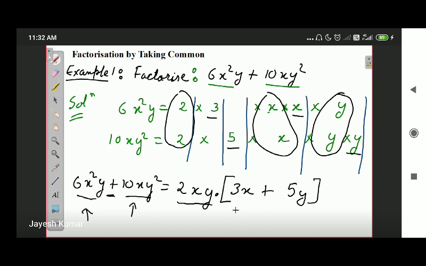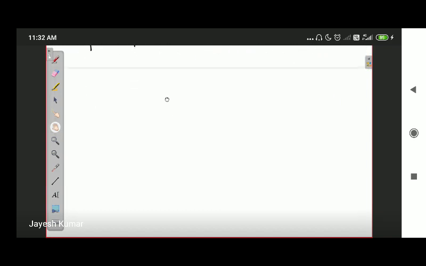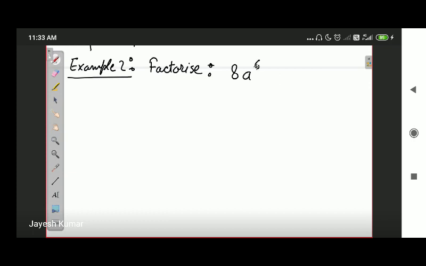Okay. Let us take one more example so that you can understand it better. This is once again example number 2 of your book. Once again, same page, page number 108. Example number 2: factorize 8a to the power 6 minus 12a to the power 5 plus 6a to the power 4. Okay, we have to factorize it once again.